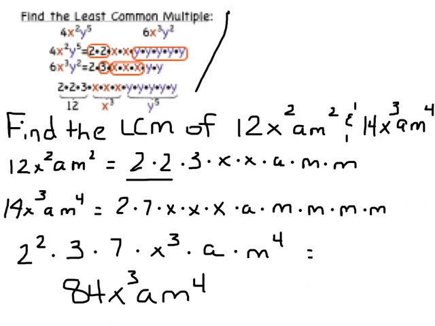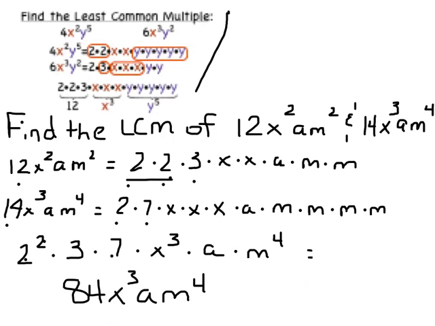But let's look here. Find the LCM of 12x squared a m squared and 14x cubed a m to the 4th. We're first going to do the numbers 12 and 14. 12 is 2 times 2 times 3. And 14 is 2 times 7. So I'm going to have to use 2, 3, and 7. 2 is used twice in 12, so I'm going to use 2 squared, and then I have a 3 and a 7. Now, that's pretty easy. That's what you already know how to do.